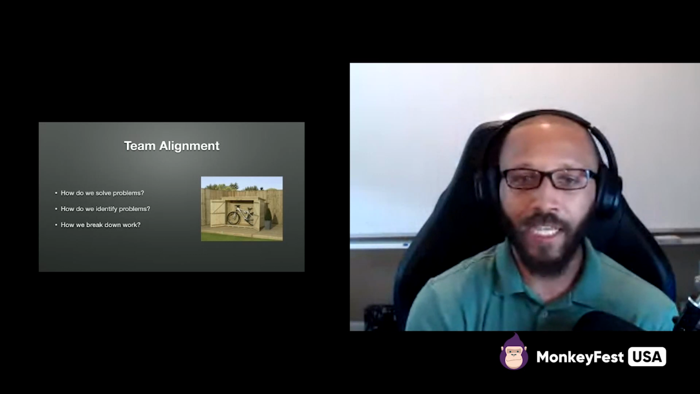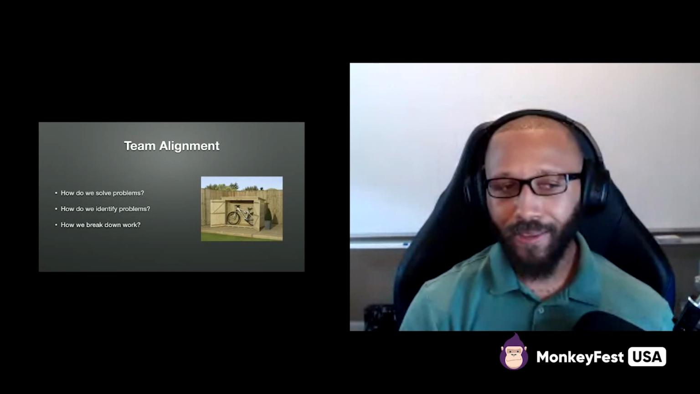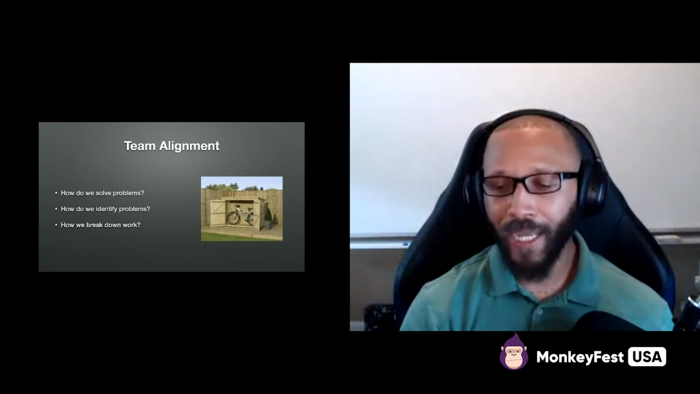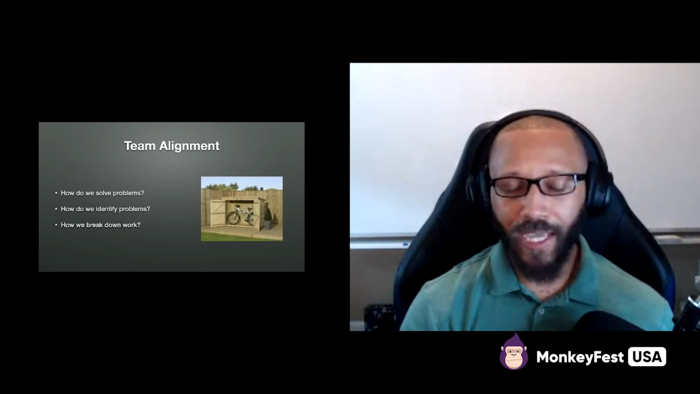Do we have to figure out how the testers are going to be able to test this new feature that we're putting in? And then we have to have alignment on how we break down the work, right? Because we want to create a cadence, right? Like, how do we tackle it?